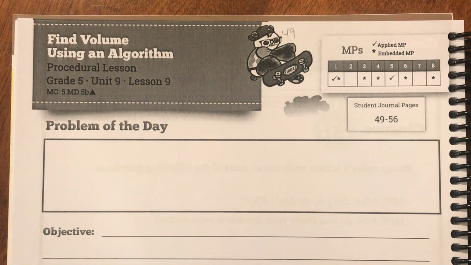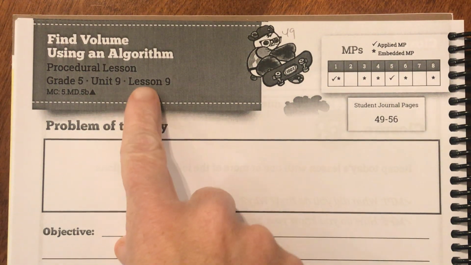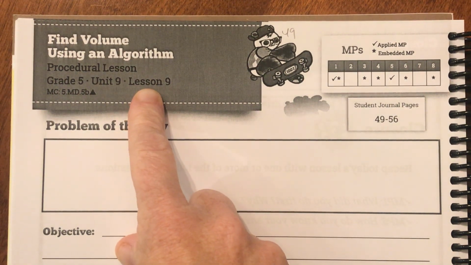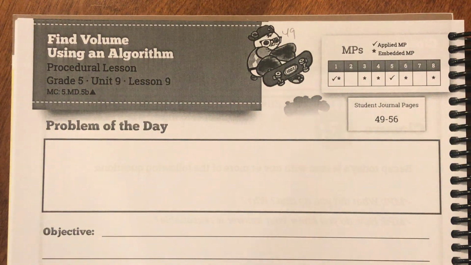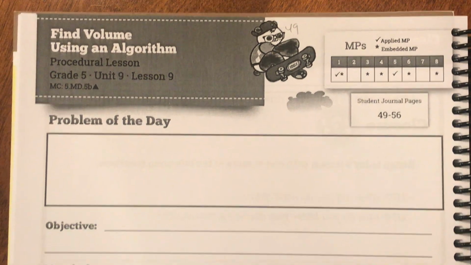Okay, today we are skipping lesson 8 and going straight to lesson 9. It should be on page 49 in your student journal. So 49 in your student journal. You're going to guess what our goal is today. Ready?